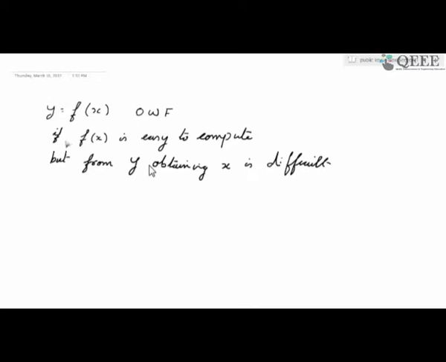Said another way, it would be easy to determine the value of y given x, so this is easy to compute. On the other hand, doing the inverse operation, that is, from y obtaining x, is difficult. So computing this is easy, while computing this, the inverse, is difficult.